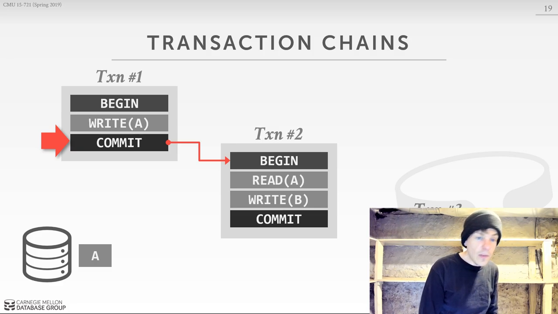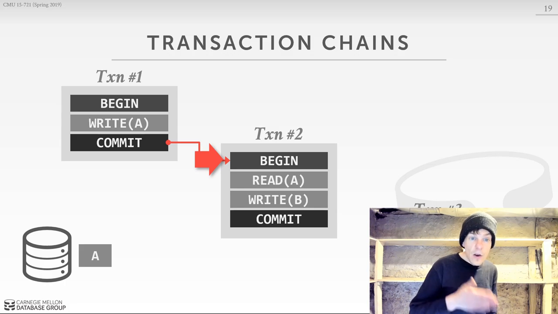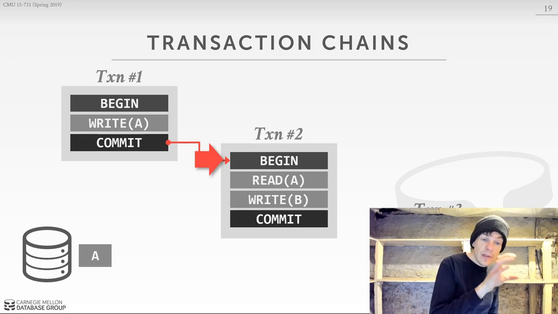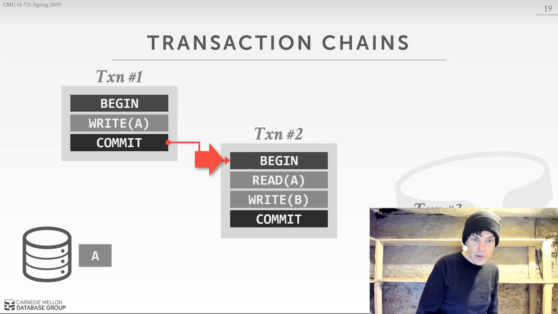So at this point, let's just keep it simple. T1 flushes the log out to disk. So now we can start executing transaction two. This transaction wants to do a read on A and a write on B. This is the key part I was trying to say in the last slide: no other transaction is allowed to modify the state of the database in a way that could be observed by transaction two in between the completion of transaction one and the startup of transaction two.